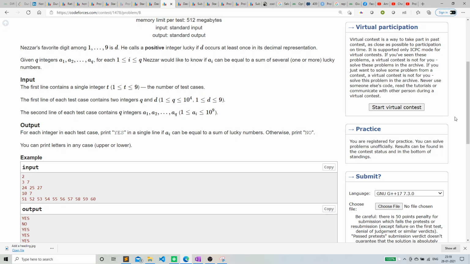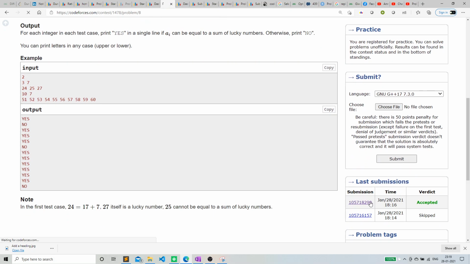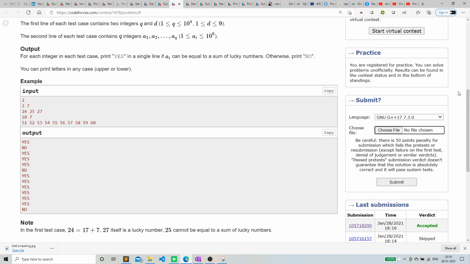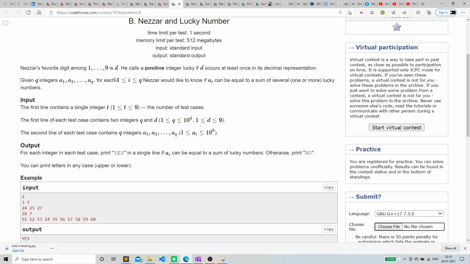This is the code I wrote, basically. The question, I think, is clear to everyone, but let's just discuss the question first. We have a number. Let's call a positive number d lucky if d occurs at least once in its decimal representation.